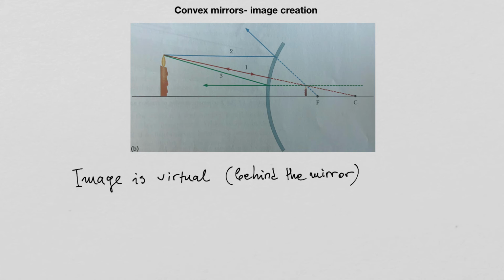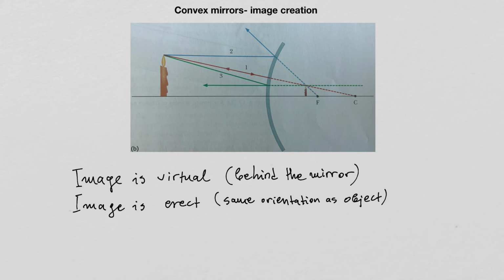A few observations about the image. First of all, the image is virtual, and that is because it's formed behind the mirror where it can physically never be. And second, the image is erect because it has the same orientation as the object. A third observation that we make here is that the image is smaller than the object. So convex mirrors also have magnification.